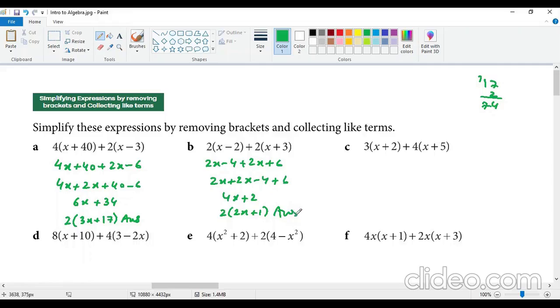This gives us 3x plus 6 plus 4x plus 20. That means 3x plus 20 plus 6 plus 4. Just let me do the correction. In here, 3x plus 4x plus 6 plus 20 is the right answer. This gives us 7x plus 26, and there is nothing common in them, so we keep it as it is.